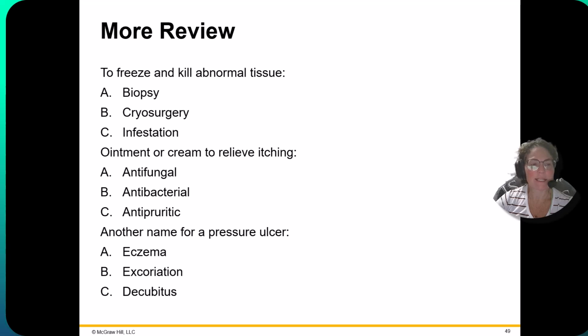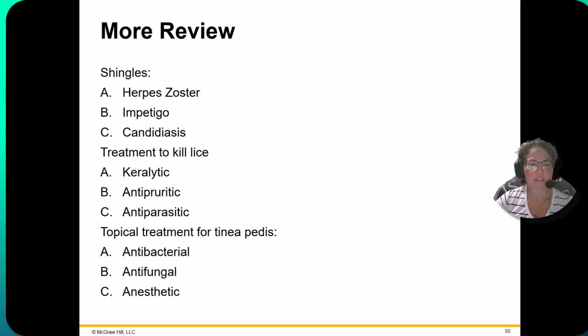Other review. Okay, A, B, or C. To freeze and kill abnormal tissue. Which one is it? A, B, or C? What's an ointment or cream to relieve itching? A, B, or C? Another name for a pressure ulcer. A, B, or C? Which one is it? Shingles. What's the term for shingles? We talked about that. Treatment to kill lice. What is the treatment to kill lice? And remember, lice is a parasite. And then what is a topical treatment for tinea pedis? And tinea is a fungal infection.